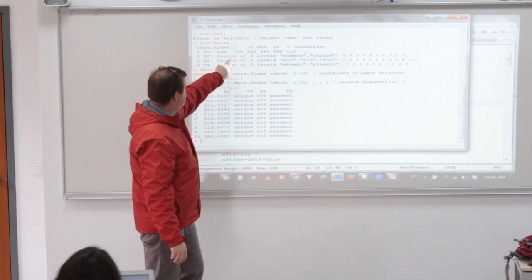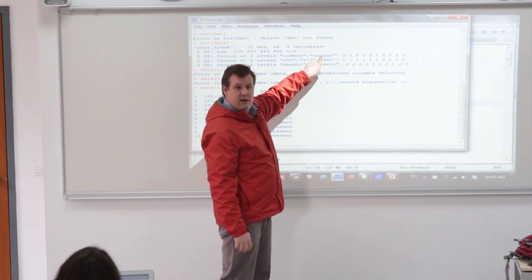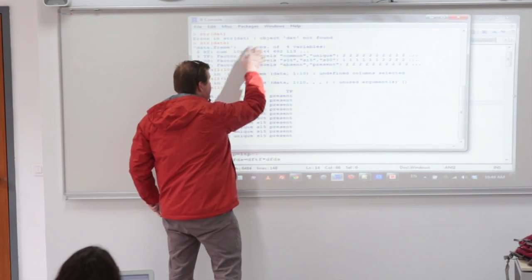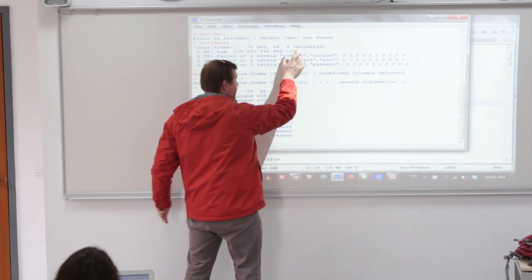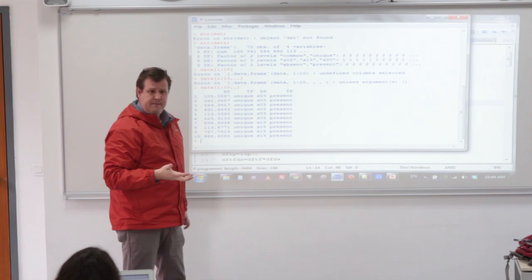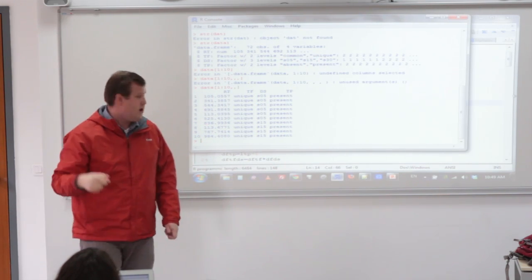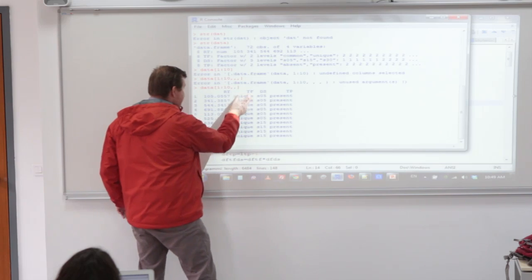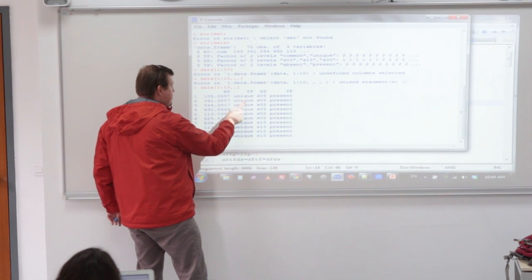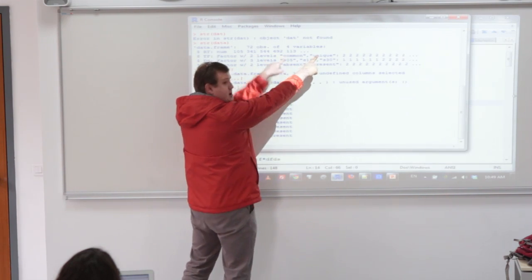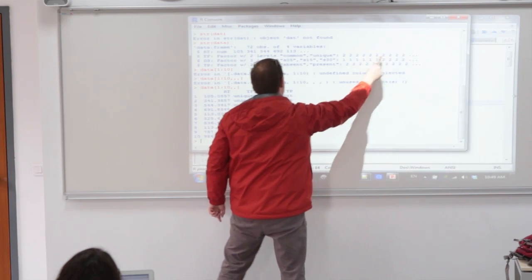Up here we have factors with 2 levels, common and unique. It sorts the levels alphabetically or numerically, so common comes before unique. But the first values in our set are unique, unique, unique, which corresponds to the second level. So 2, 2, 2, 2, 2.